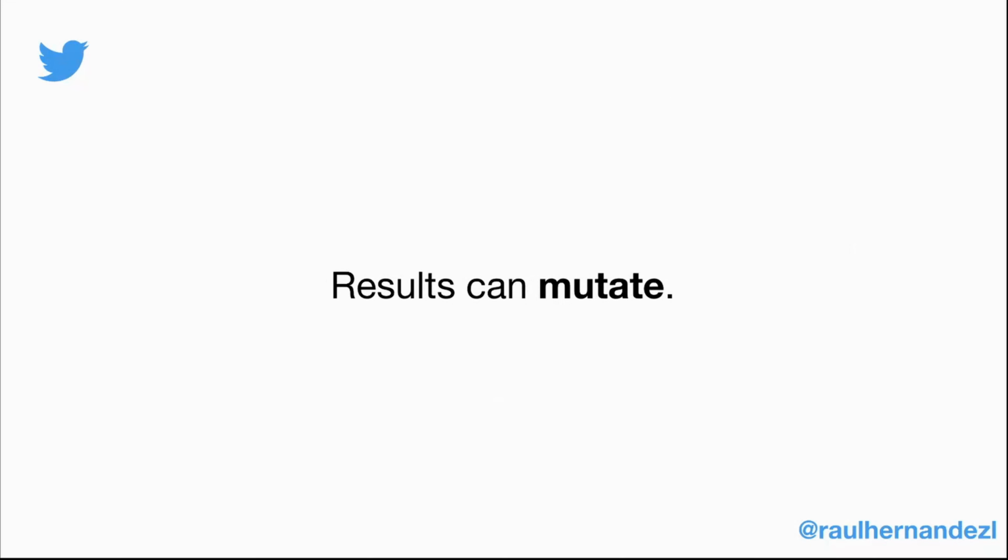So results can mutate with callbacks, and that means lack of determinism. Because if they can mutate, we don't really have a way to predict when anything is going to start and is going to finish. And that's a problem, really, when we are trying to make a system reliable.